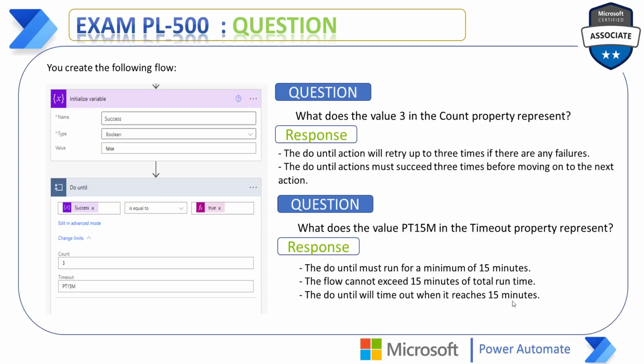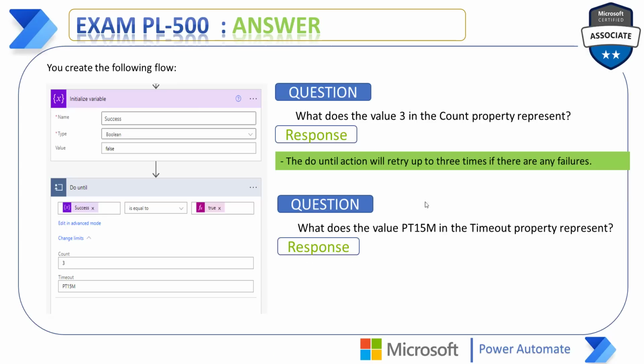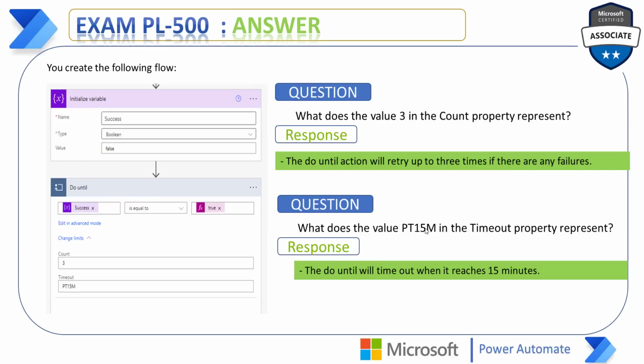Alright, let me reveal the answer. For the first question, the value 3 in the count property represents that the Do until action will retry up to 3 times if there are any failures. Now coming to the second question, the value PT15M in the timeout property represents that the Do until will time out when it reaches 15 minutes. Alright, I hope you understand how to work with the Do until action and its properties, such as count and timeout, as part of this tutorial.